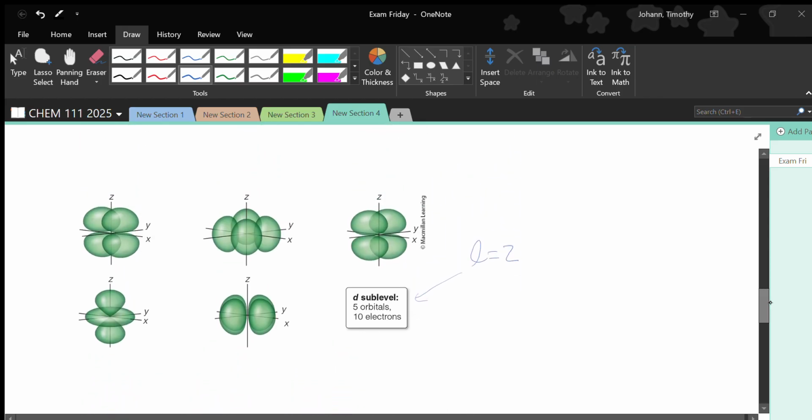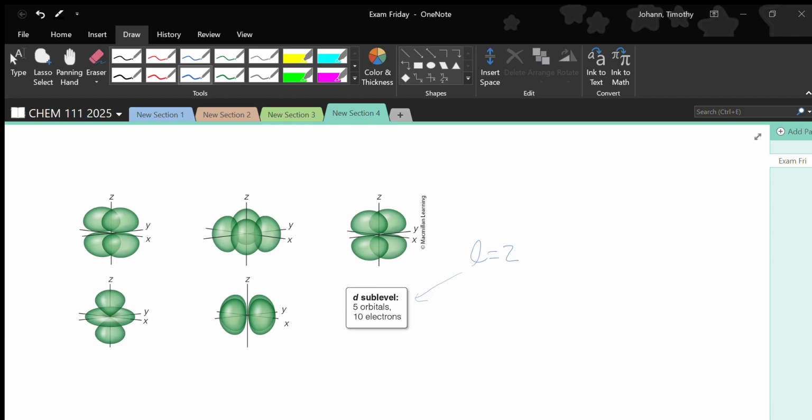What these represent is where you'll find the electrons. Remember that. That's what these orbitals are about. Where are the electrons? So for a d sublevel, I can put 2 electrons in this, 2 in this, 2 in this, 2 in this, 2 in this. How many electrons can I put in a d sublevel? 10, right? 2 in each I can put in. I don't have to.